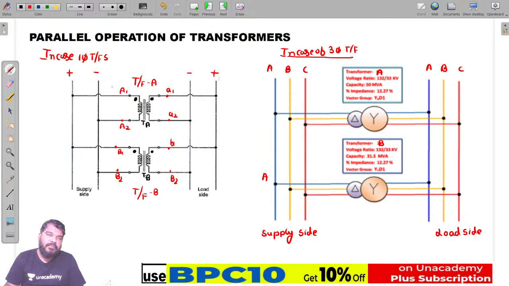Okay, this is when two transformers are connected in parallel: the primary winding terminals are connected to the common source, and the secondary winding terminals are connected to the common load.